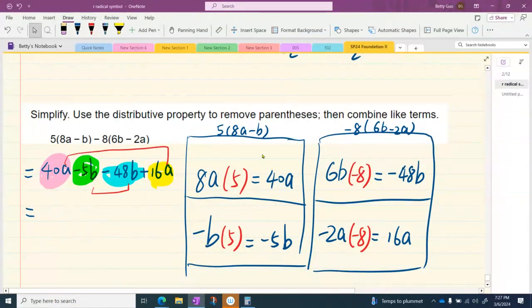So pink and yellow can be combined. 40 apples plus 16 apples. If you have 40 apples and you get another 16 apples, how many apples do you have? You have 56 apples. And here, the blue and the green, you lose 5 bananas the first game, and you lose another 48 bananas the second game. So losing how many bananas? 53 bananas, right? Do you have the same answer? 56A minus 53B.